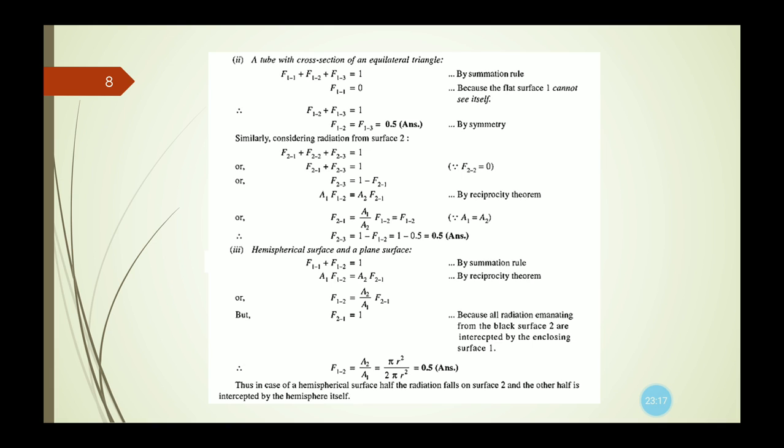A2 is the area of the flat surface, the plane surface, and A1 is the area of the hemispherical surface. This flat surface, in a 2D view it is flat, but it is actually circular. So A2 equals pi r square, and A1 equals 2 pi r square. So F12 is coming as 0.5. In case of a hemispherical surface, half the radiation falls on surface 2 and the other half is intercepted by the hemisphere itself.